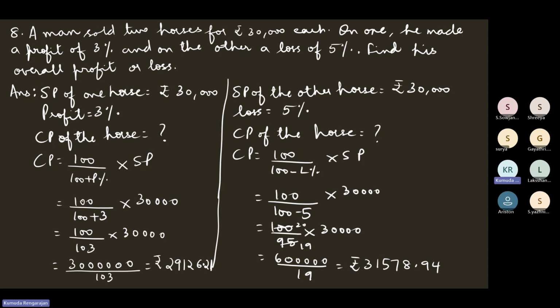On selling 1 horse, he makes a profit of 3%. So you can see on the left side, profit 3%. And on selling the other horse, the loss incurred is 5%. So you can see that here, loss is 5%. So using selling price and profit percent in the first case and selling price and loss percent in the second case, you must find the CP of the horses. Given SP and profit percent, find CP. Given SP and loss percent, find the CP.